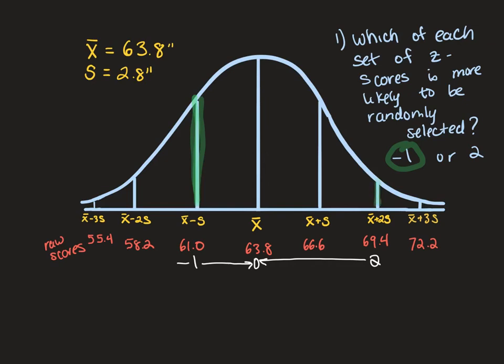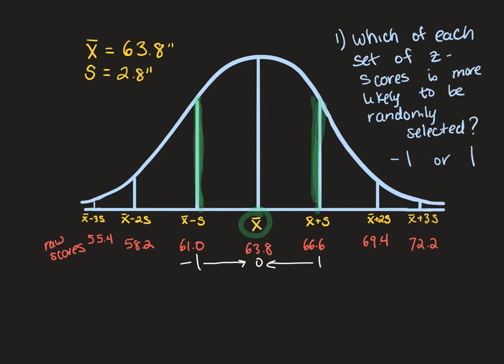Let's try another. Which z-score is more likely to be randomly selected? A z of negative 1 or a z of 1? For this one, you should have found that a z of negative 1 and a z of 1 are equally likely to be selected because they're equally far from that mean z of 0. Notice that the height of these two locations in our sketch is the same, so these two locations are equally likely to occur because they're equally close to the mean.